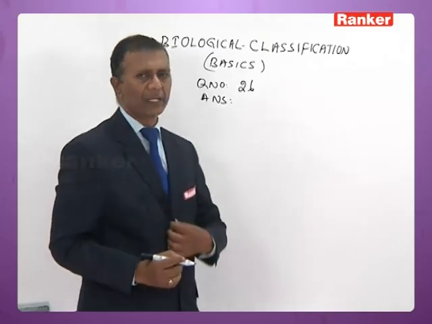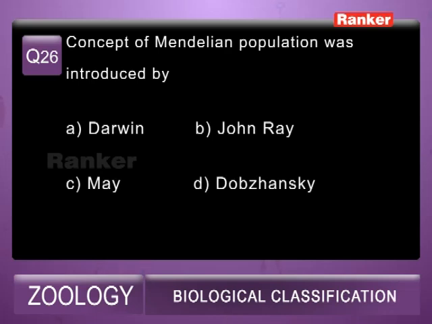Now 26th question here. Concept of Mendelian population was introduced by A. Darwin, B. John Ray, C. Mayer, D. Dobzhansky. The Mendelian population concept was put forth by Dobzhansky.